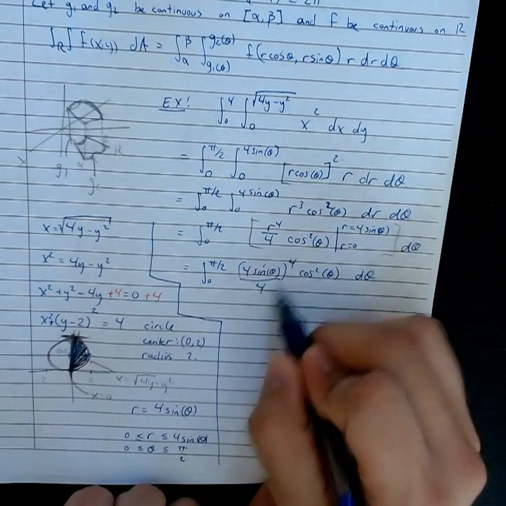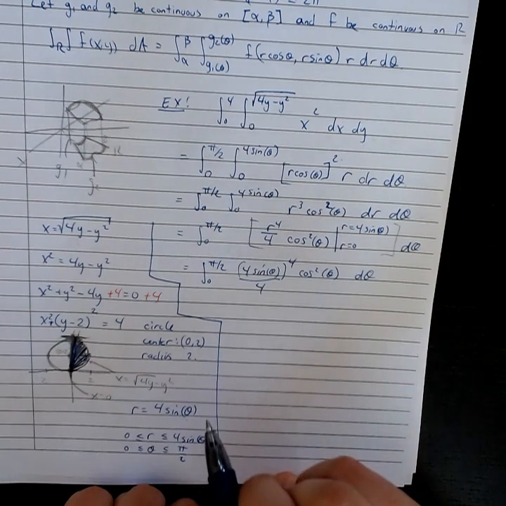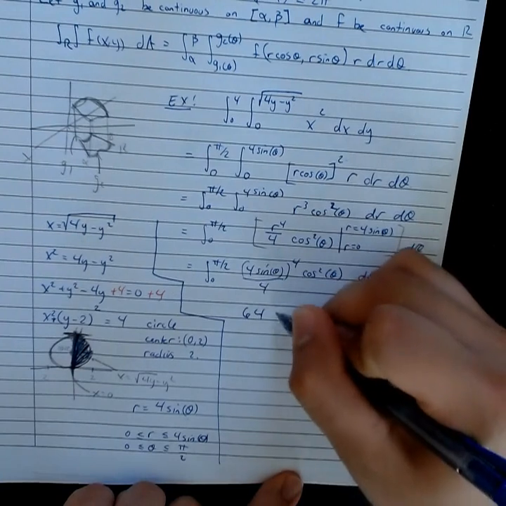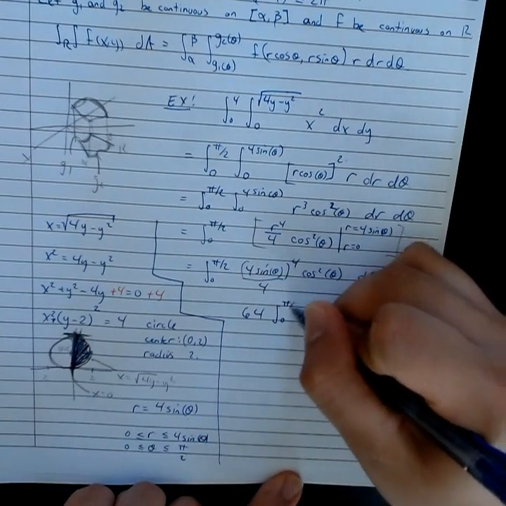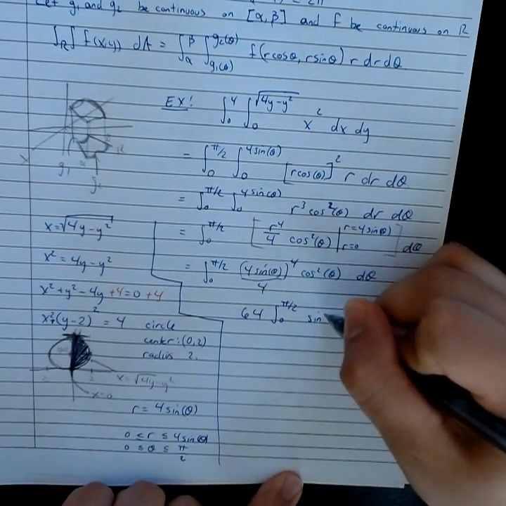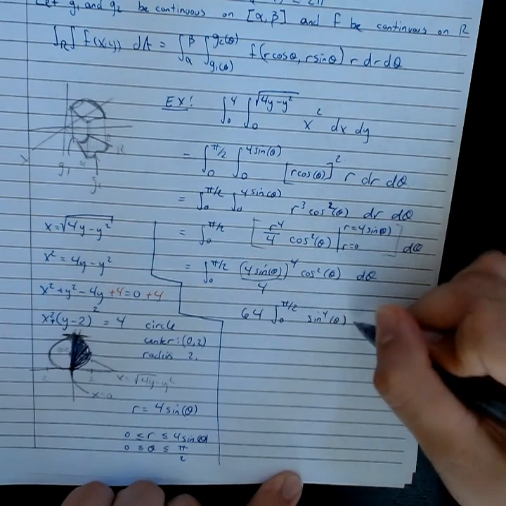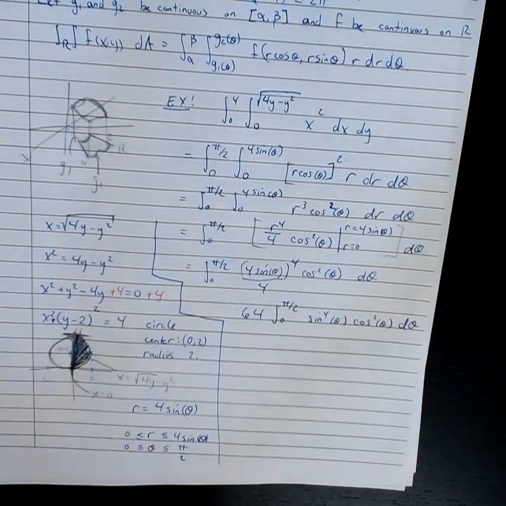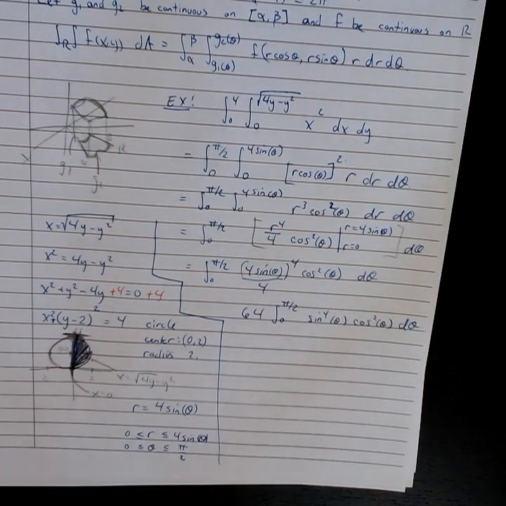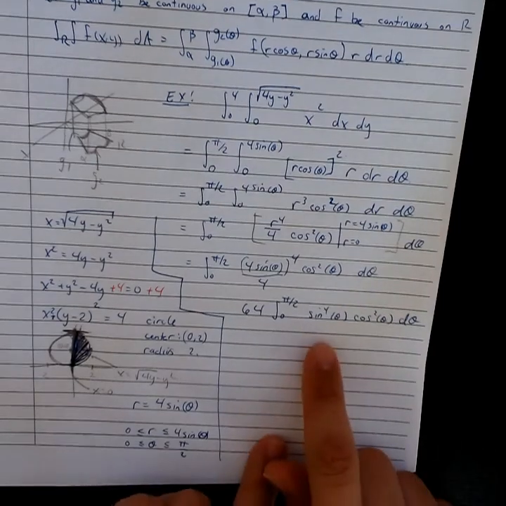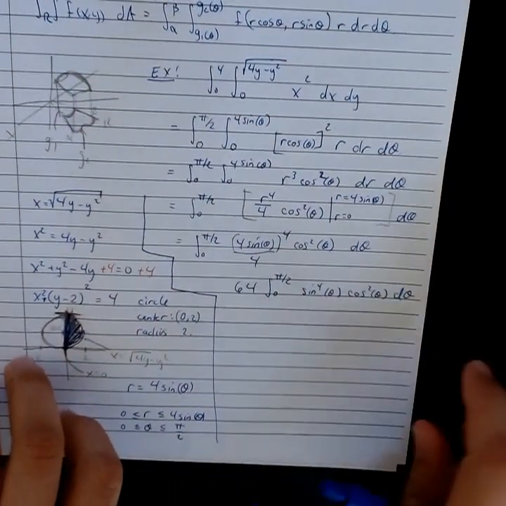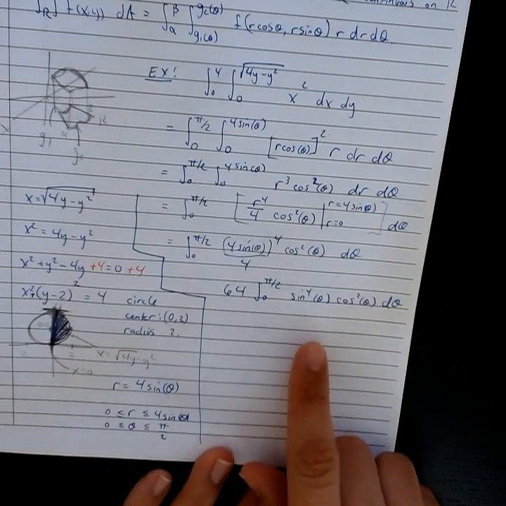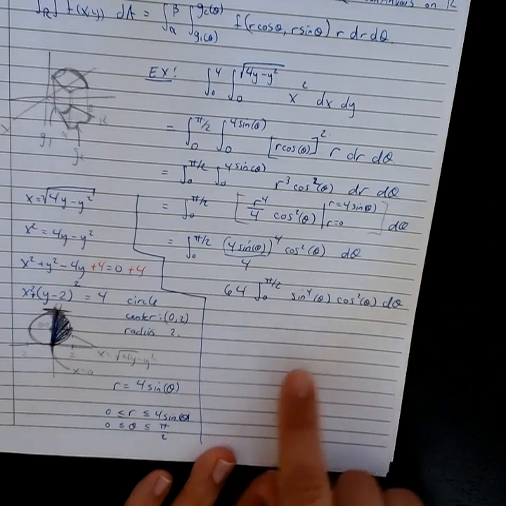Let's see, 4 to the 4th divided by 4 is 4 to the 3rd, and 4 to the 3rd is 64. So we can factor that out, and that'll be 64 times the integral from 0 to pi over 2 of sine to the 4th of theta times cosine squared of theta d theta. Right, just like that. Now, at first glance, this one looks pretty bad because I have even powers of sine and cosine, so I have to use the power reduction formulas. And when I use the power reduction formulas, it's going to expand out very, very big.